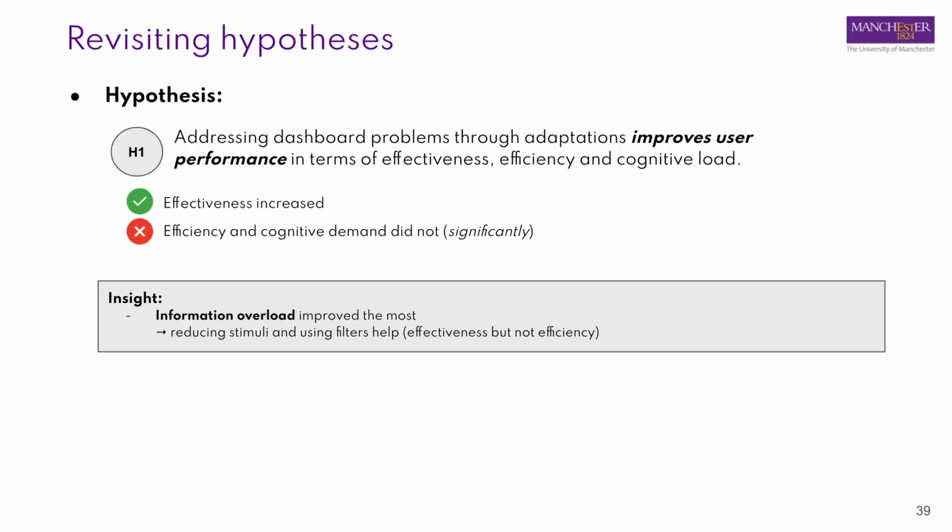Now we revisit our hypotheses. The first hypothesis held true in terms of effectiveness, but not for efficiency or cognitive demand, since they did not improve significantly. Information overload problem was the one that improved the most, which indicates that reducing stimuli and using filters can help improve effectiveness, but not necessarily efficiency.